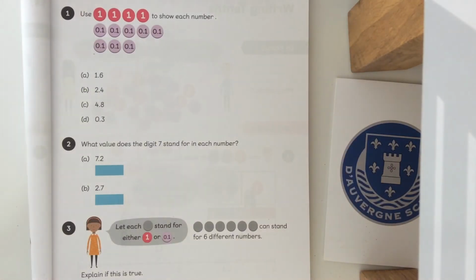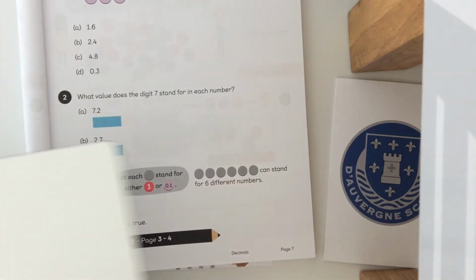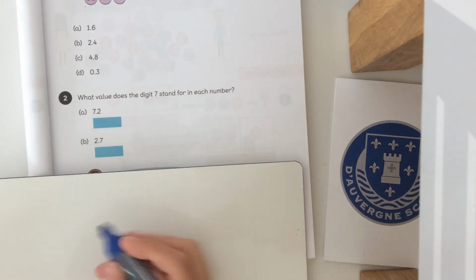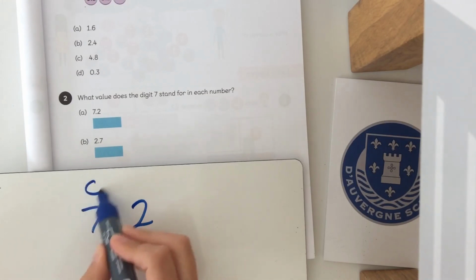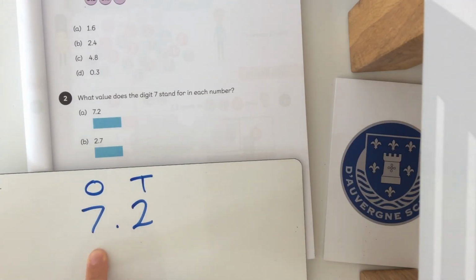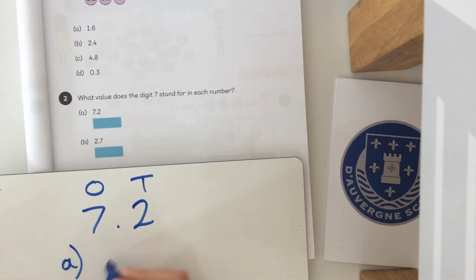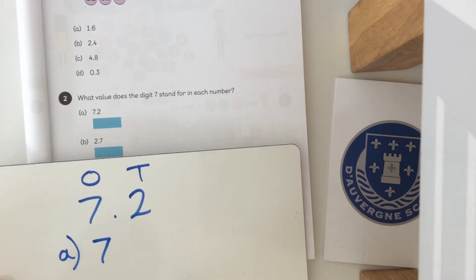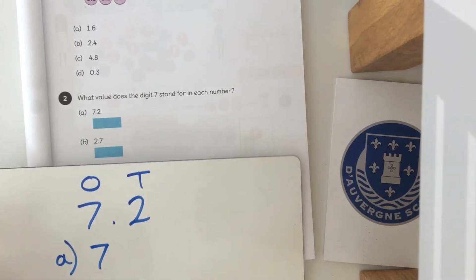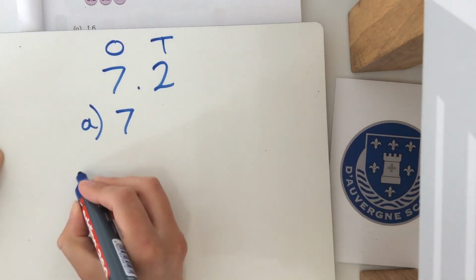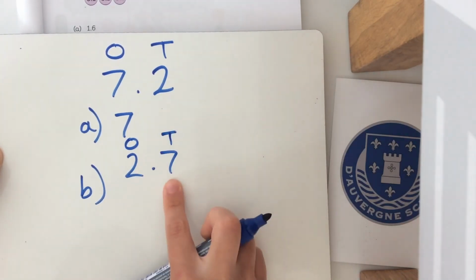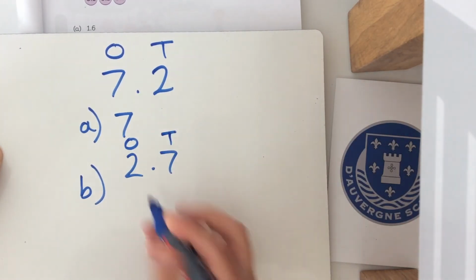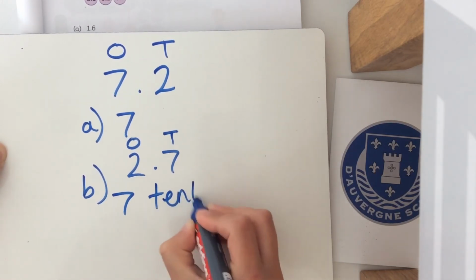Number 2, what value does the digit 7 stand for in each number? So we have 7.2. If we annotate our place value columns on here, the 7 is in the 1s column. So our answer for question A is 7 wholes, 7 1s. Okay, and for 2.7, our 7 is in the 10ths column. Okay, so it stands for 7 tenths.